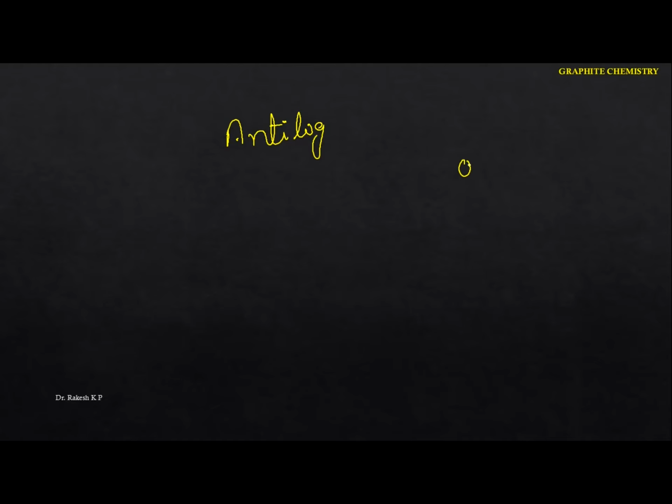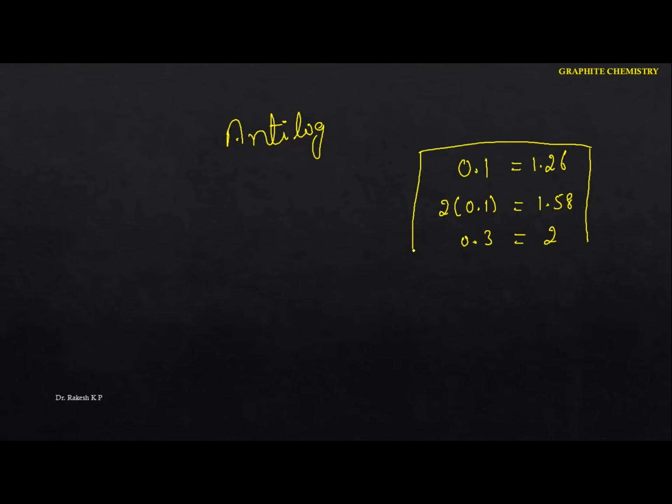So during this example you come to know. The 0.1 value you have to remember is 1.26. This is for the first decimal. And again, 2 into 0.1, that value we have to remember is 1.58. This is for the first decimal. So this table we have to remember, this one, for the first decimal.